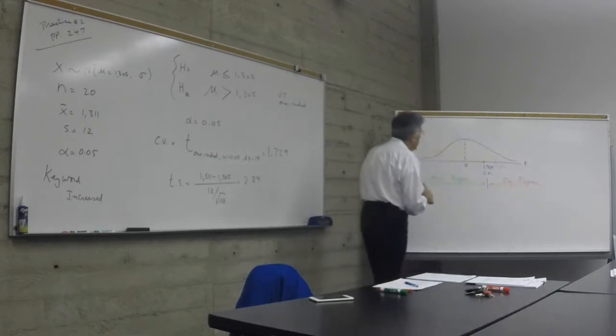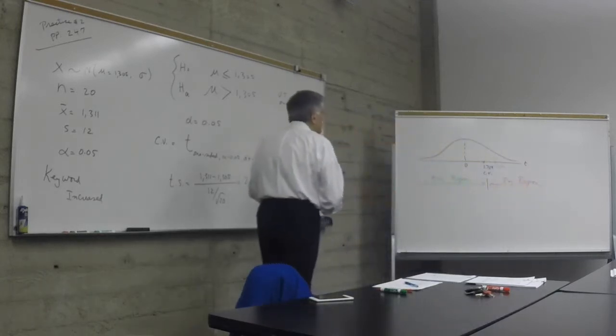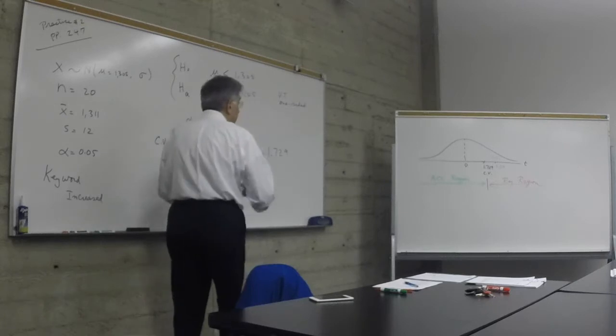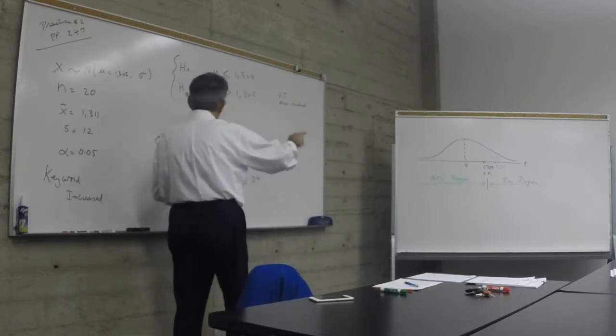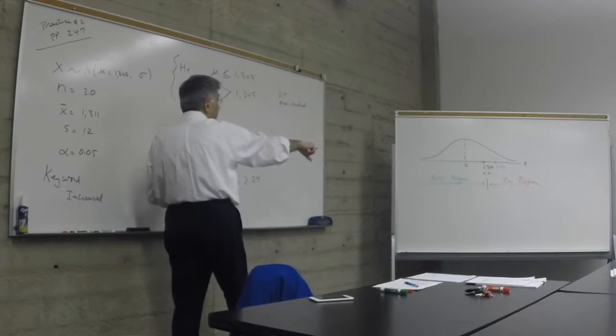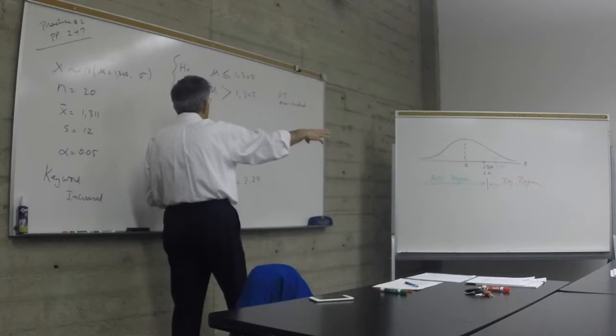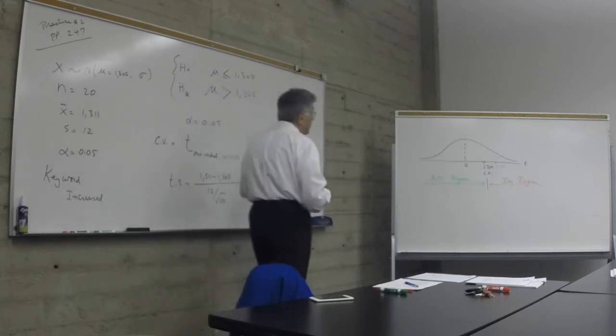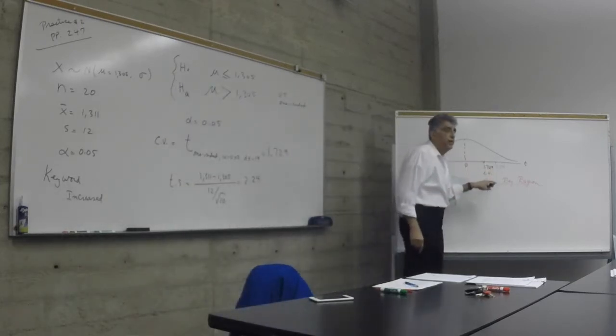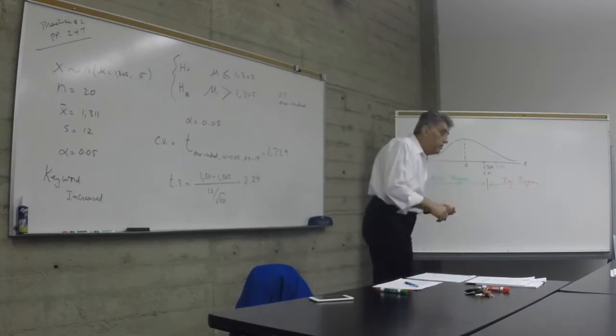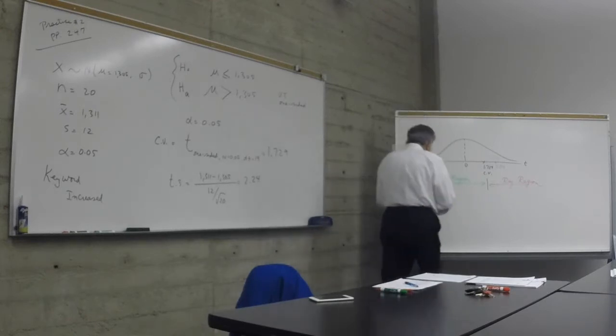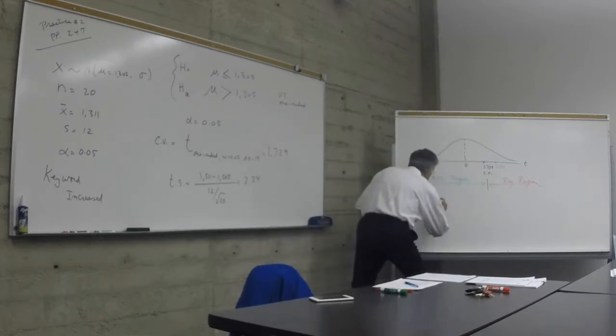Okay, so we say do not reject the null hypothesis if the test statistic falls in the acceptance region, which means that it's less than or equal to 1.729. Otherwise, reject it. So where does the test statistic fall? In which region? Rejection. So conclusion, reject the null hypothesis.